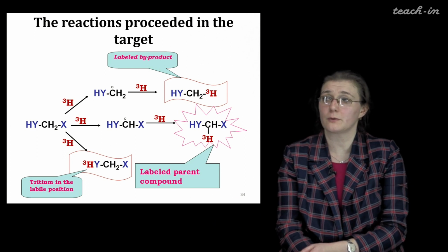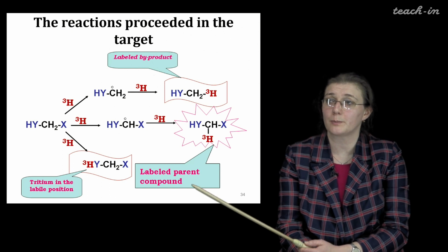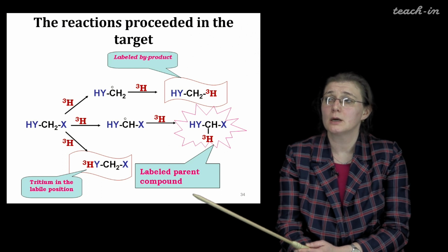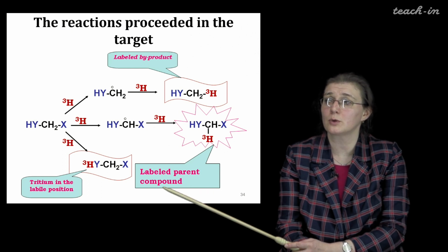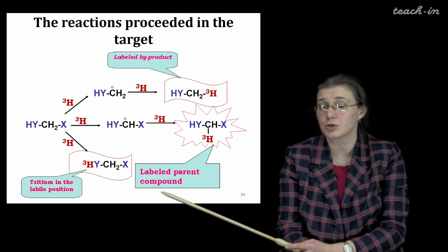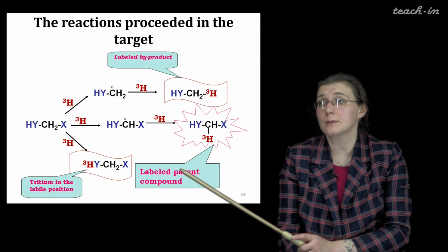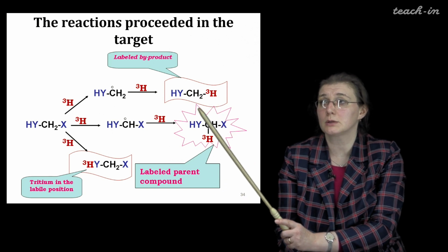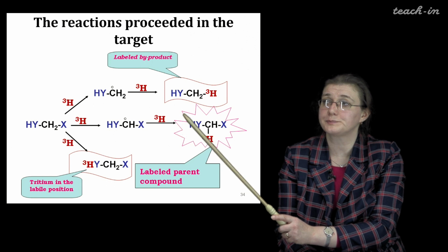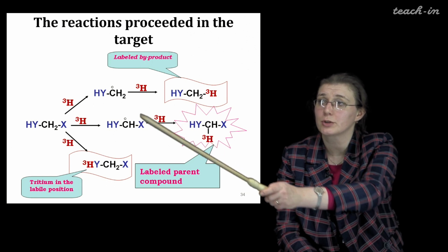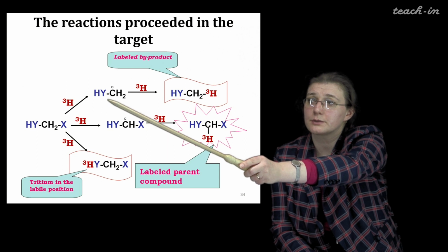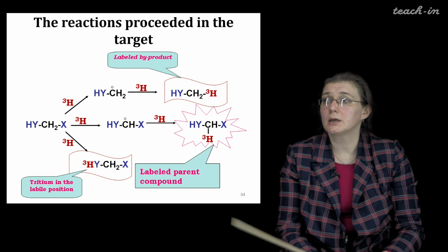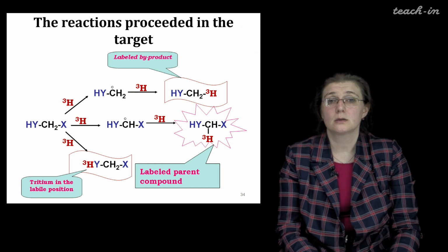So the first step of purification of labeled compounds is to purify the parent compound from tritium in the labile positions. And if the whole functional group is substituted, with formation of a radical like the one written here, we obtain a labeled byproduct.